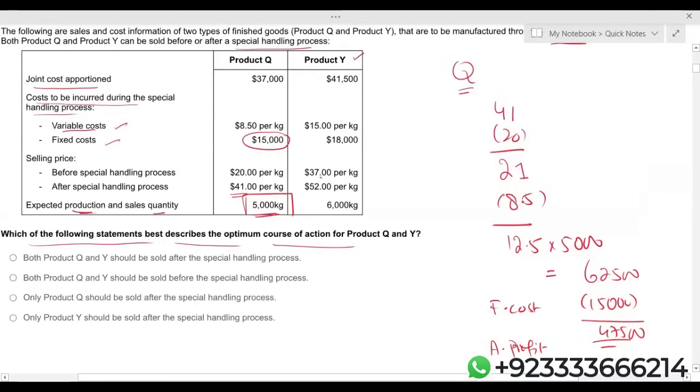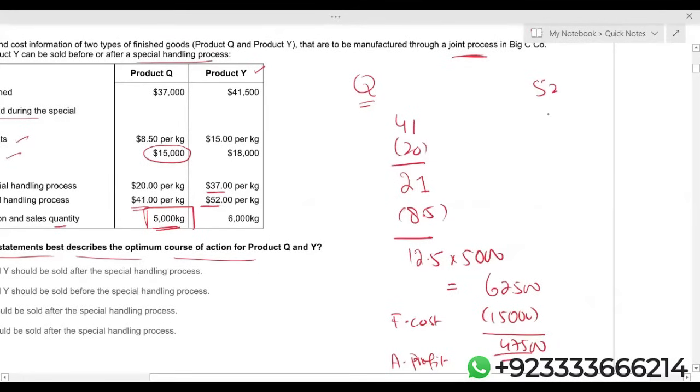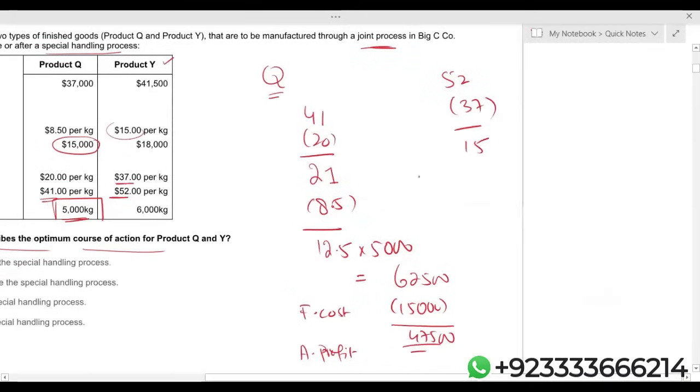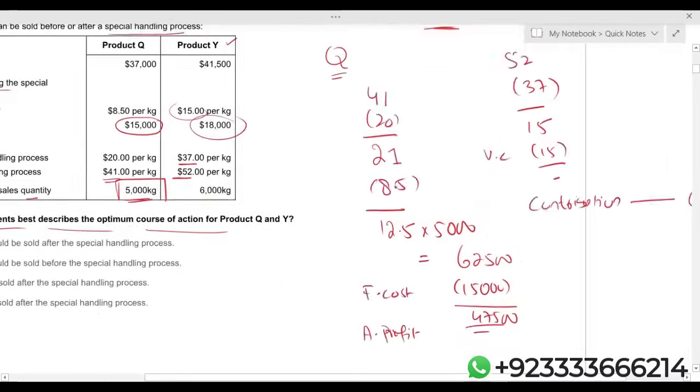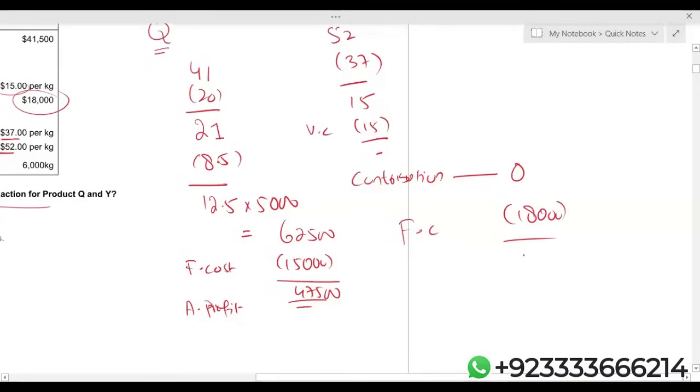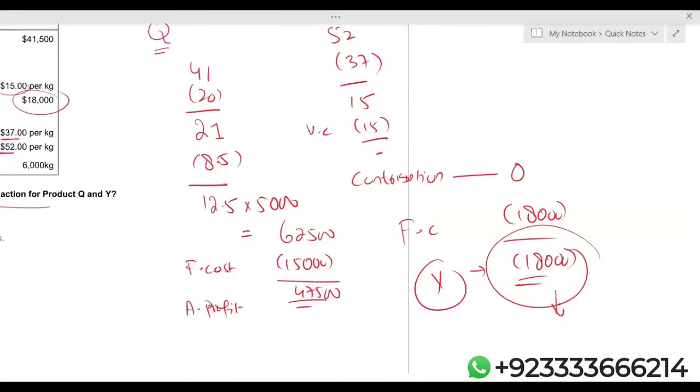Now let's apply this to Y. Before special handling, the selling price is 37. After further processing, the selling price is 52. So 52 minus 37 gives the incremental selling price, which is 15. Interestingly, the variable cost is also 15, which means the contribution will be 0. From further processing, the additional contribution will be 0, but you have to bear the fixed cost of 18,000. Which means that if we go for the special handling process in case of product Y, we have to bear a loss of 18,000. So logically, product Y should not be further processed, but product Q should be further processed.